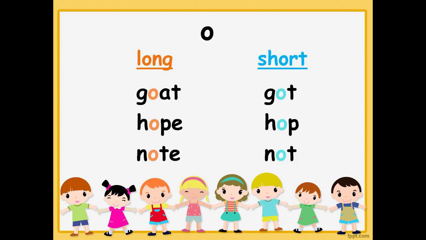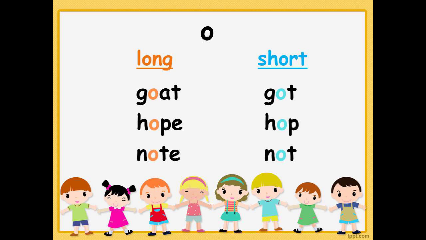Now let's proceed to O. The long sound of O is O, as in goat, hope, note. And the short sound of O is aw, as in got, hop, not. Can you see the difference?